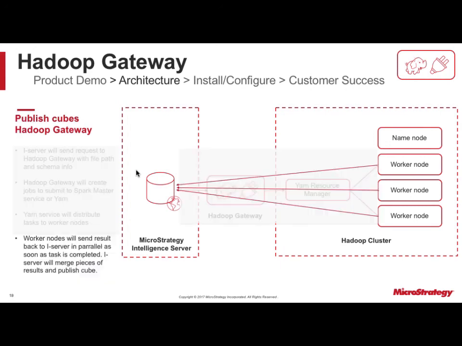During the process, this is when the Spark worker nodes are going to process the request and send the data back to the intelligence server. TCP is being used to send data back from the worker nodes to the intelligence server. TCP is the Transmission Control Protocol, and this guarantees the delivery of the data and also guarantees that the packets will be delivered in the same order in which they were sent. Once the data is brought back to MicroStrategy, MicroStrategy will merge the data from these pieces to publish the cube.